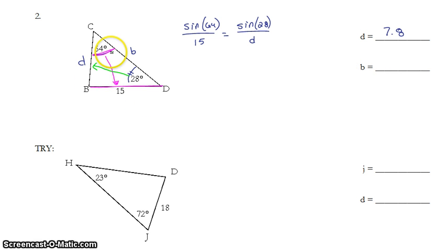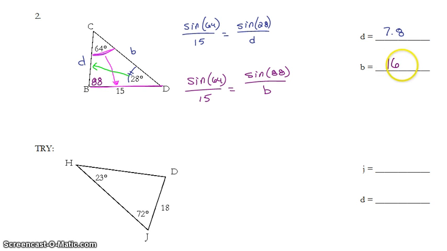Next I can find B. First I'll use the triangle sum theorem. That shows me that this is an 88 degree angle. Then I can take sine of 64 over 15 equals sine of 88 over B. Cross multiply to solve, I get 16.7.